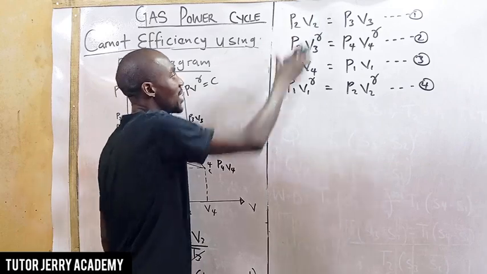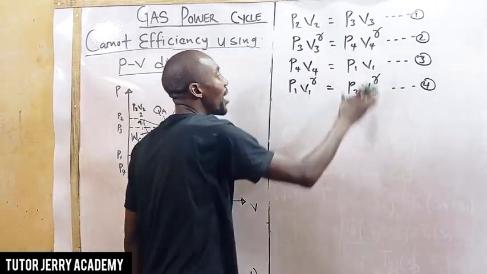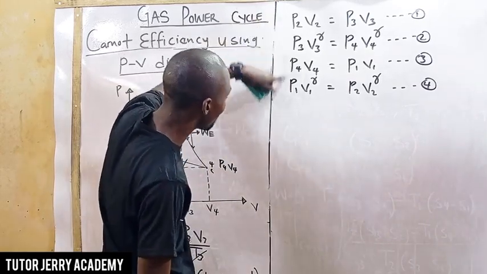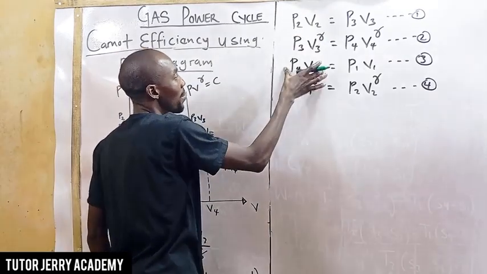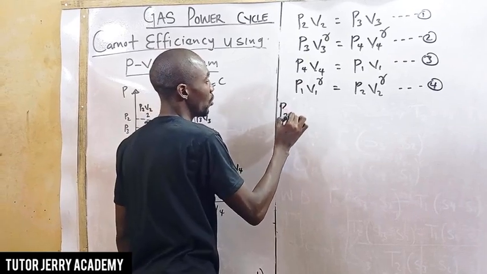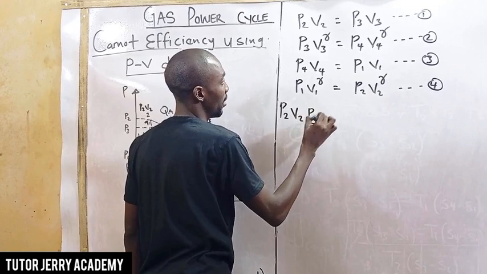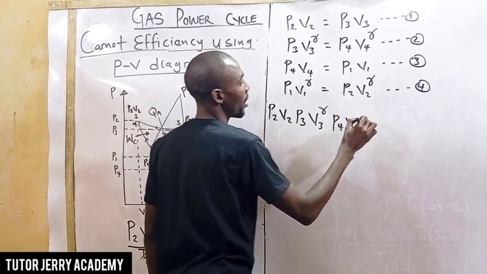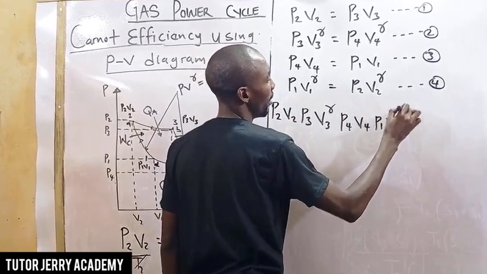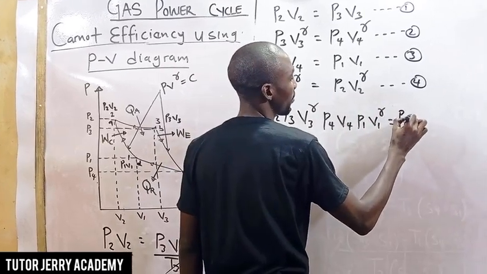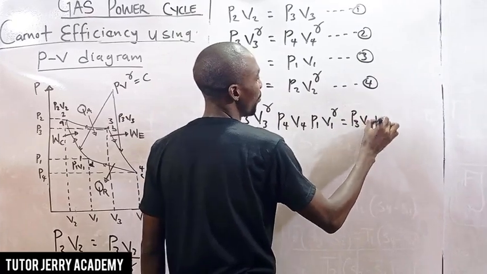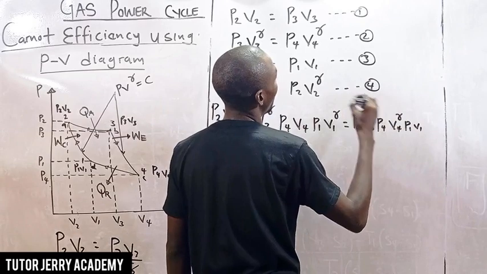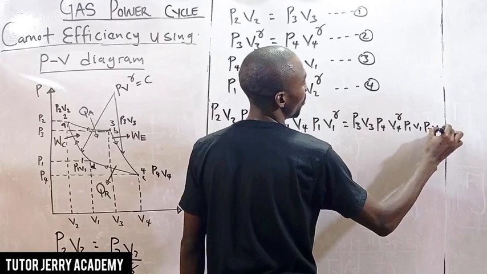Now the next thing we are going to do is multiply everything on the left-hand side and equate it to everything on the right-hand side. Multiplying the left-hand side gives us P2V2, P3V3^gamma, P4V4, and P1V1^gamma, which is equal to P3V3, P4V4^gamma, P1V1, and P2V2^gamma.